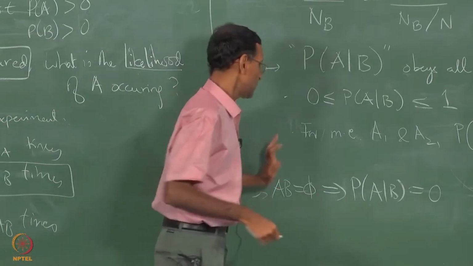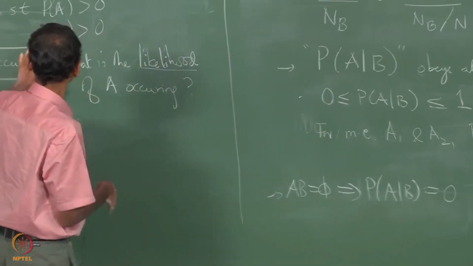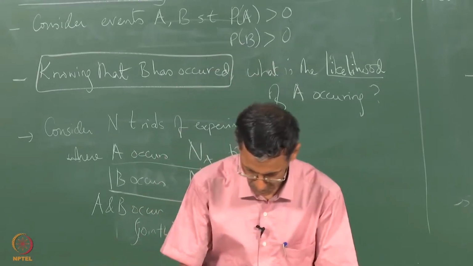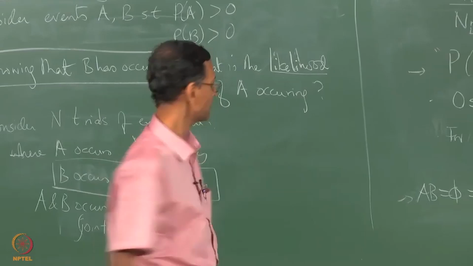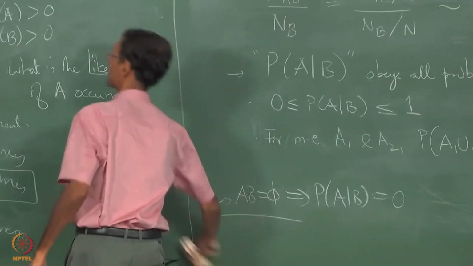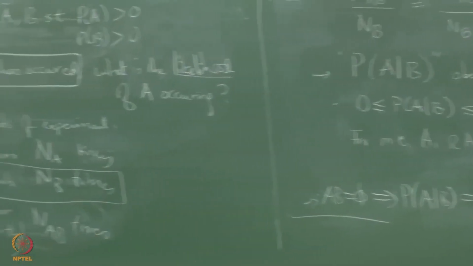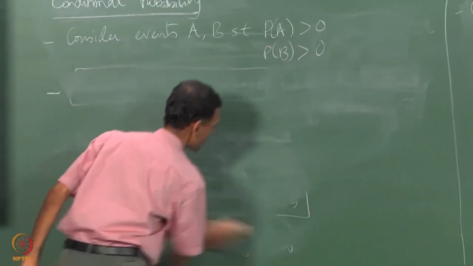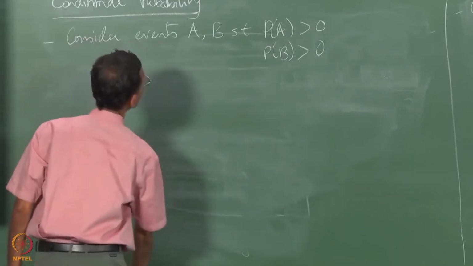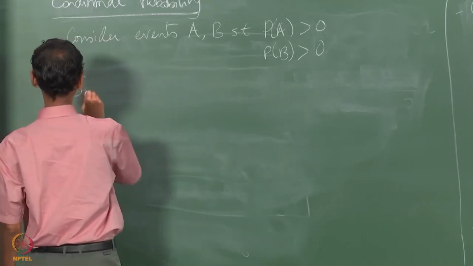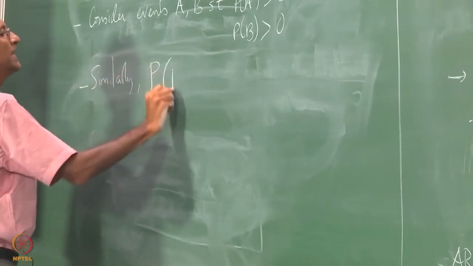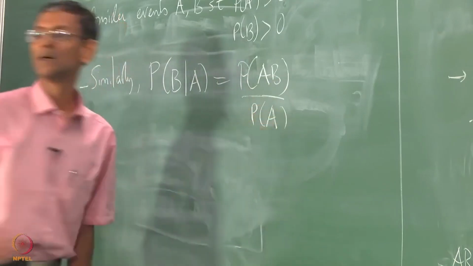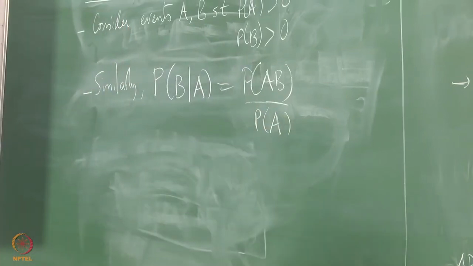One more thing before I move on. There is no reason why I should only condition on B. I can create another universe by conditioning on A, for example. So what happens if I condition on A? Let me start that here. Similarly, P of B given A is clearly PAB divided by PA, and here we have no difficulty whatsoever in dividing by PA, because we have assumed that PA is bigger than 0.